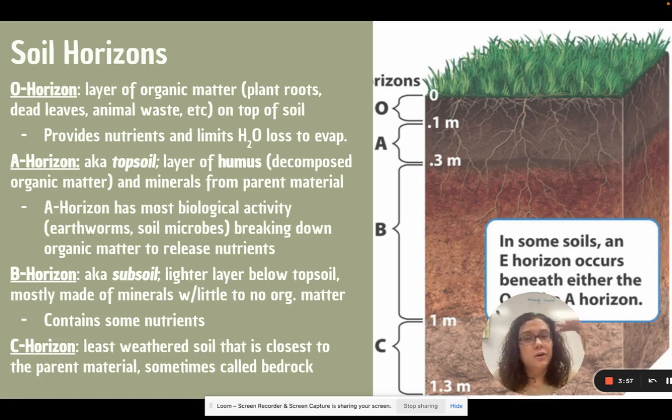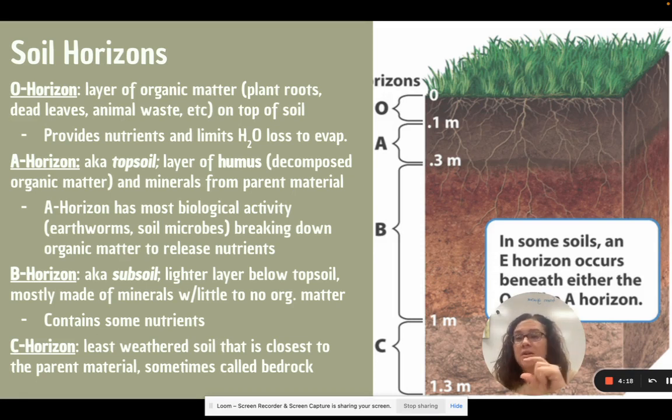So that O layer, the O horizon, is your organic material, right? That's where you're going to find all of the animal waste, the plant roots, the dead leaves, and it sits on top of the soil itself. It is hugely important for nutrients, and it also limits water loss to evaporation. It keeps some of that water in the deeper layers of the soil.